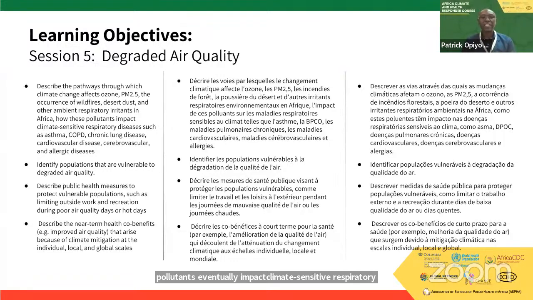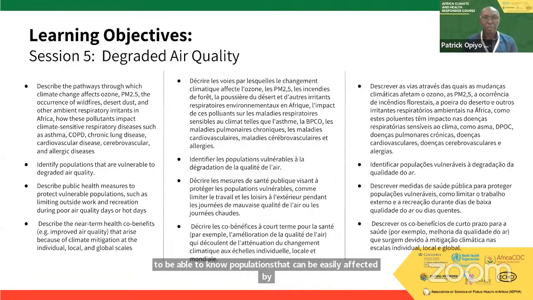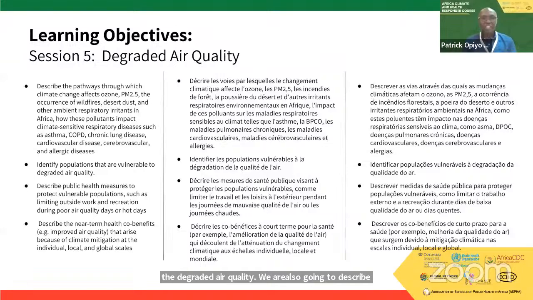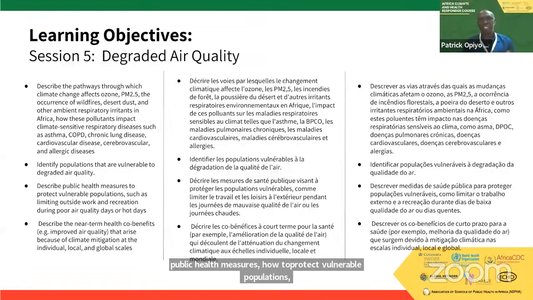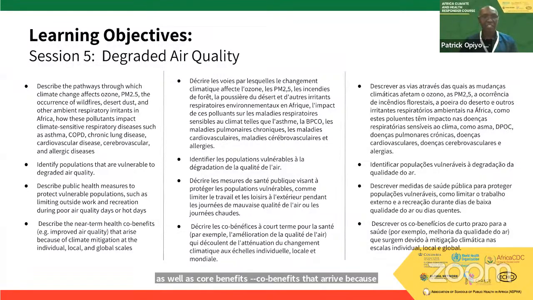And we are also going to identify populations that are vulnerable to the degraded air quality. And so this is a very good session for you to know populations that can be easily affected by the degraded air quality. And we are also going to describe public health measures to protect vulnerable populations, as well as describe the near-term health or co-benefits that arise because of climate mitigation at different levels altogether. And so this is a session you don't want to miss, and it's very interesting and engaging.